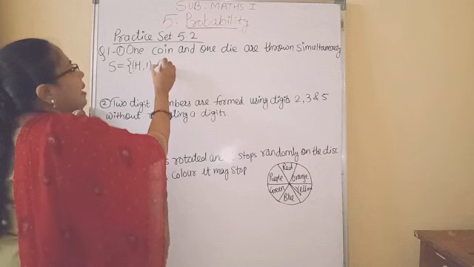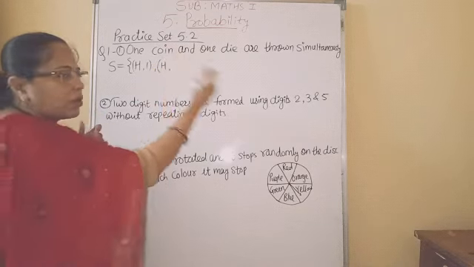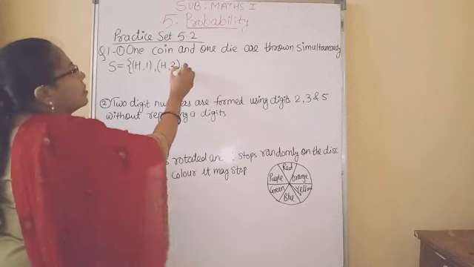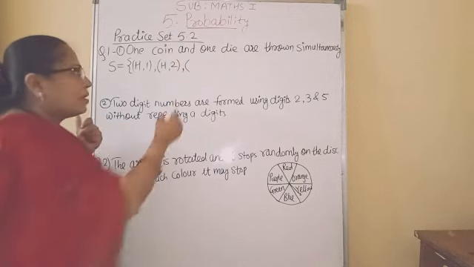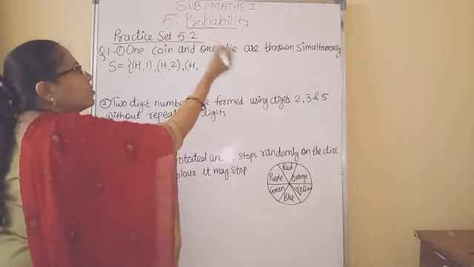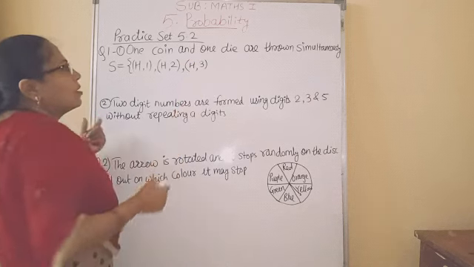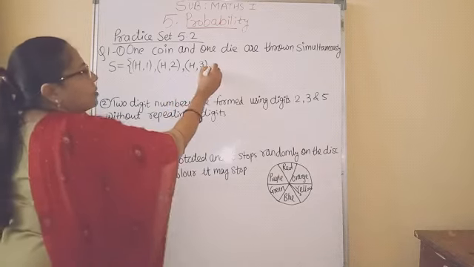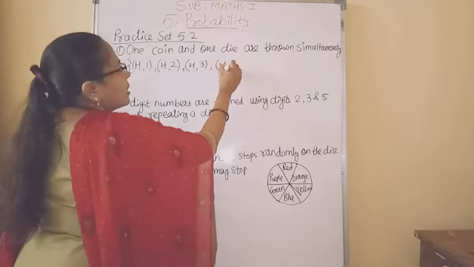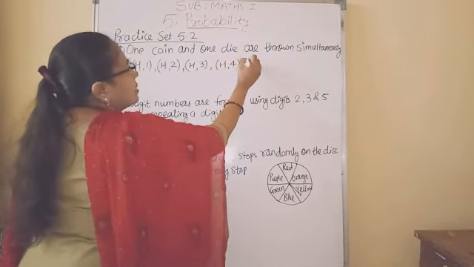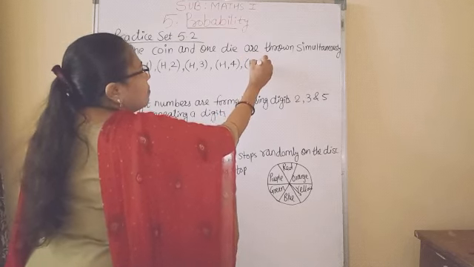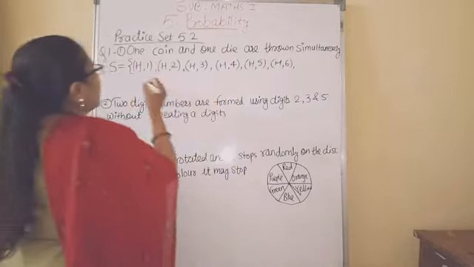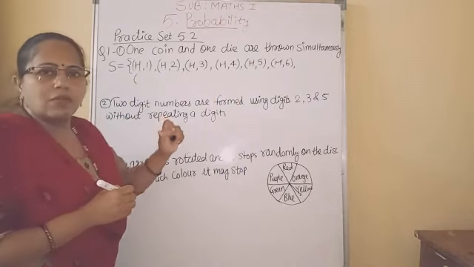Second possibility is, again on the coin you will get head, but on the die you will get 2. H2. Third possibility, on the coin you will get head only, but on the die you will get 3. Now slowly you will understand how to write the sample space. The next result will be H4, next result H5, H6.